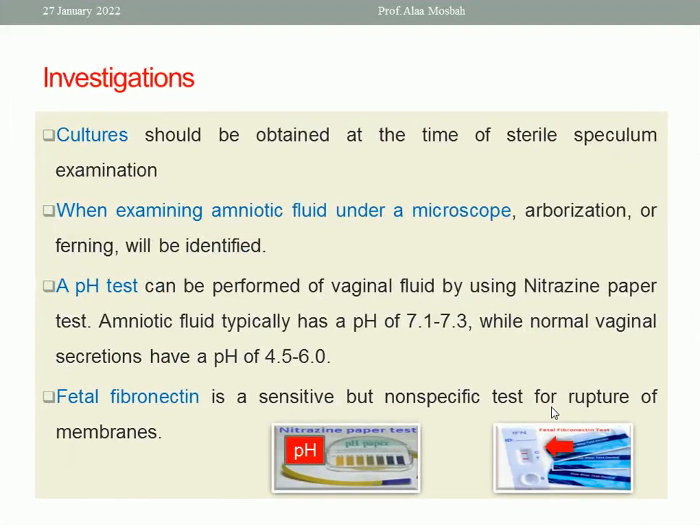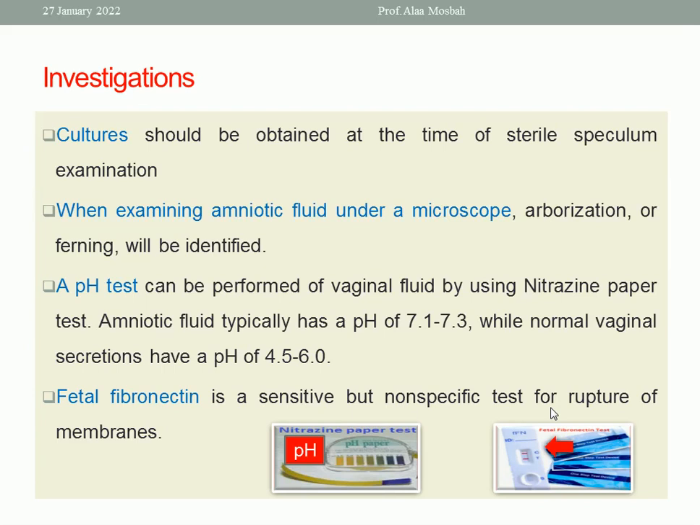Okay? What about the investigation? We will take a sample from this amniotic fluid or vaginal fluid for culture during speculum examination. Also, examining the amniotic fluid under microscope will show arborization and the ferning sign.